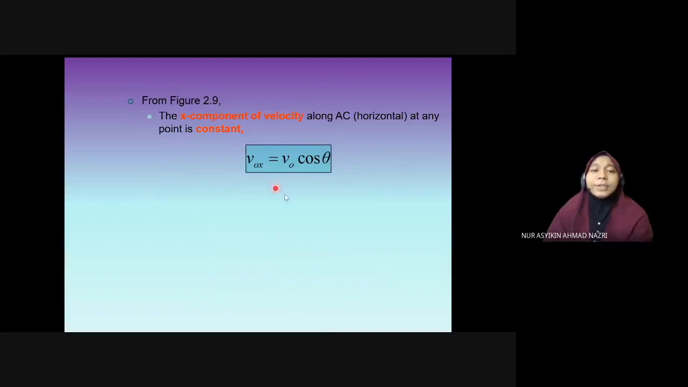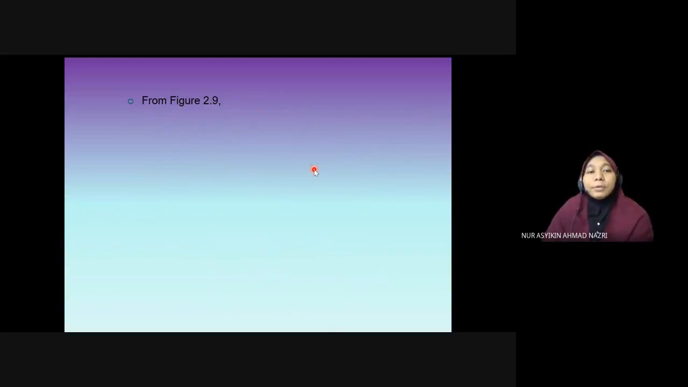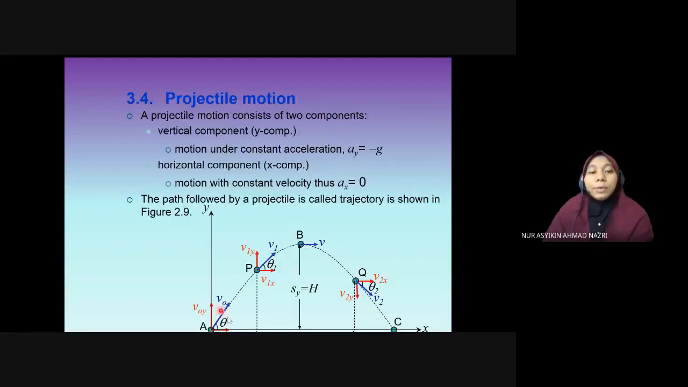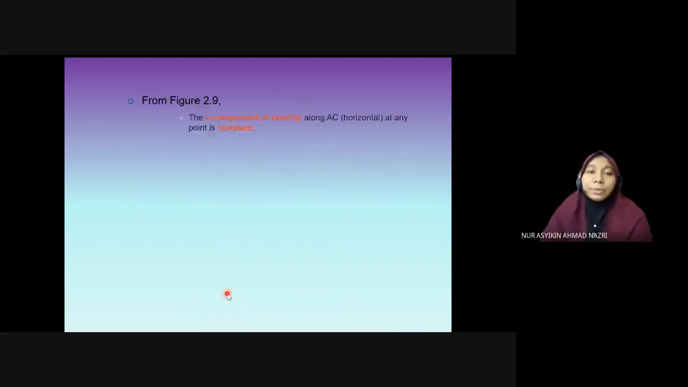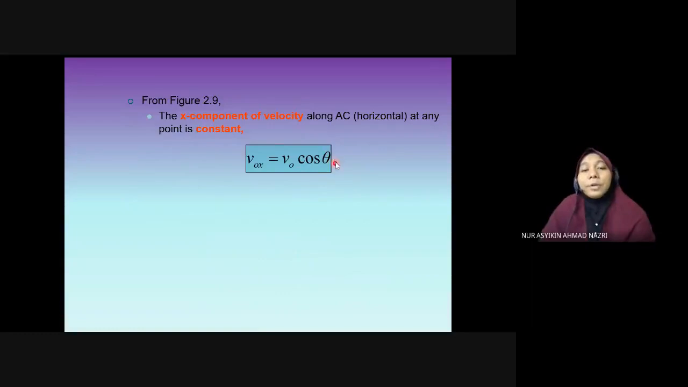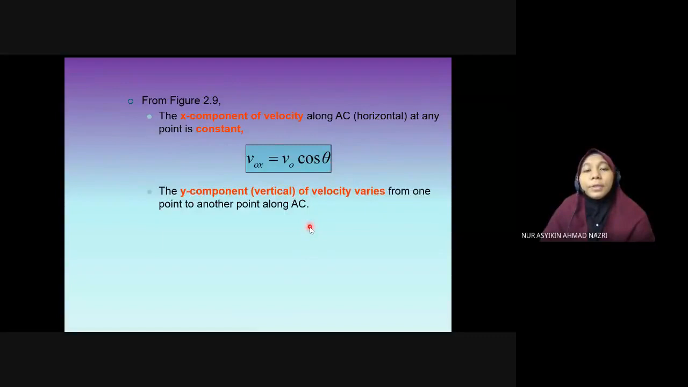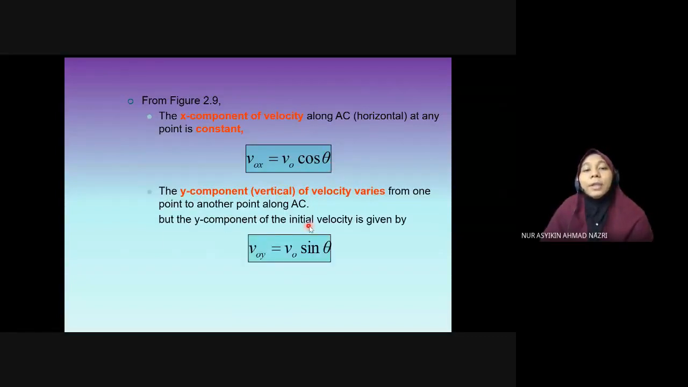So for the X component case, you need to know how to resolve, okay. So going back, I hope that you still remember how to resolve the X component. So we will use the usual V naught cos theta. Okay. Y varies from one point to another along AC. So we have V naught sin theta. This is how we resolve. Like V naught X, only once. At one time only you need to resolve. V naught Y also only one time. Okay. You will use the same one.